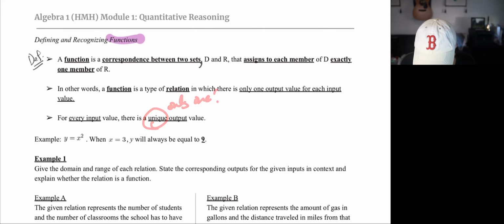Okay? So for example, what we have here is y equal to x squared. When the input value is 3, 3 squared has to be equal to 9. It can't be anything else if it is a function.